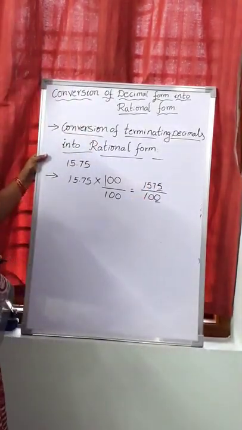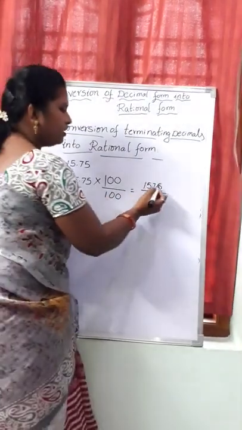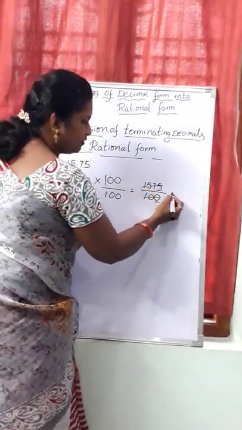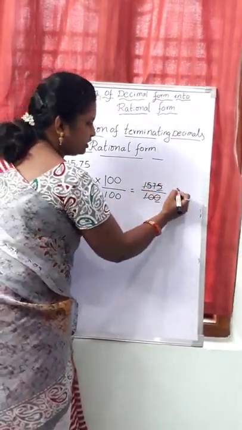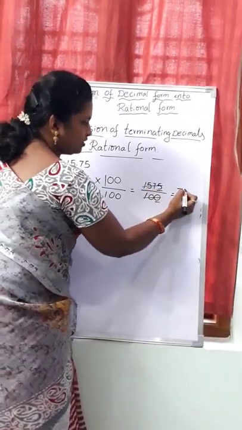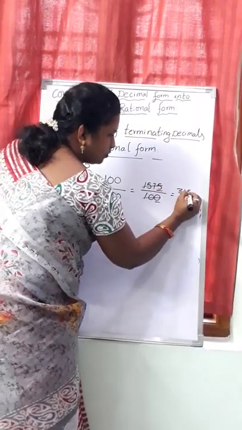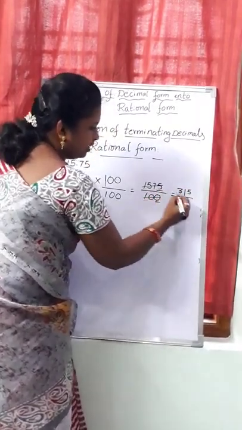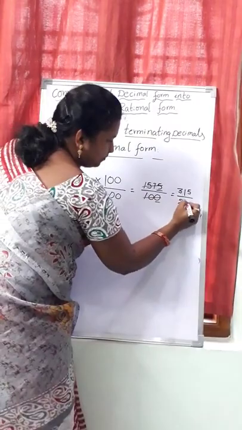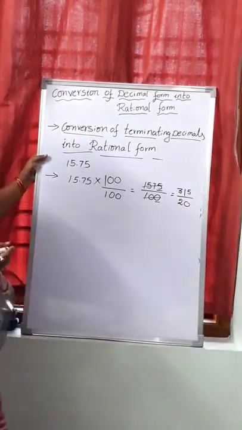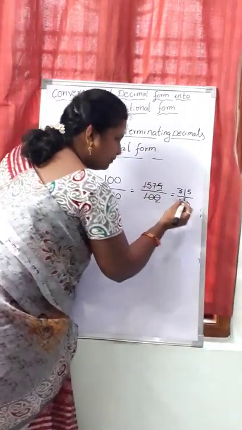So 5 is the common factor for both the numerator and the denominator. So do the cancellation with 5. Now 5 3s are 15, 5 1s are 5, and once again 5 5s are 25 and 5 2s are 10. We got 315 by 20.